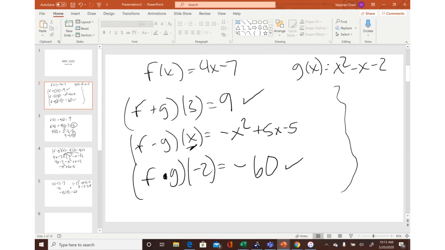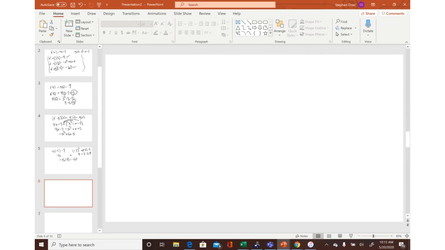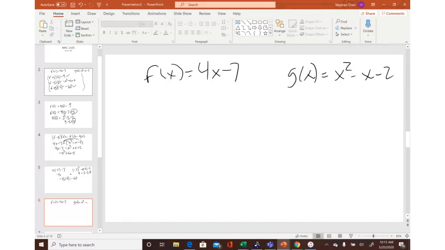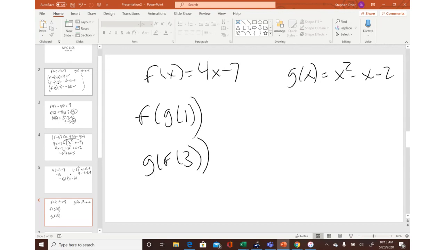All right, let's try this. Again, let's just go back and look at it. F of x equals 4x minus 7. G of x equals x squared minus x minus 2. Let's find f of g of 1. Let's find g of f of 3.